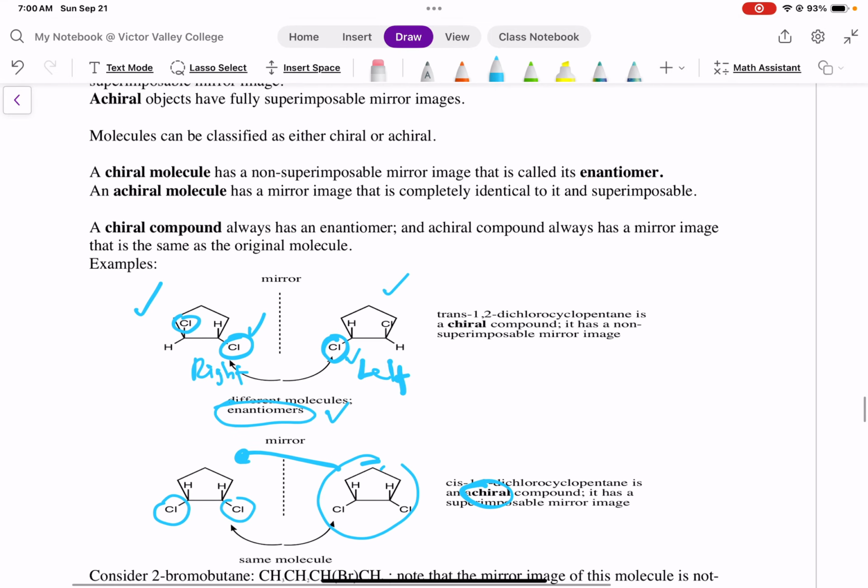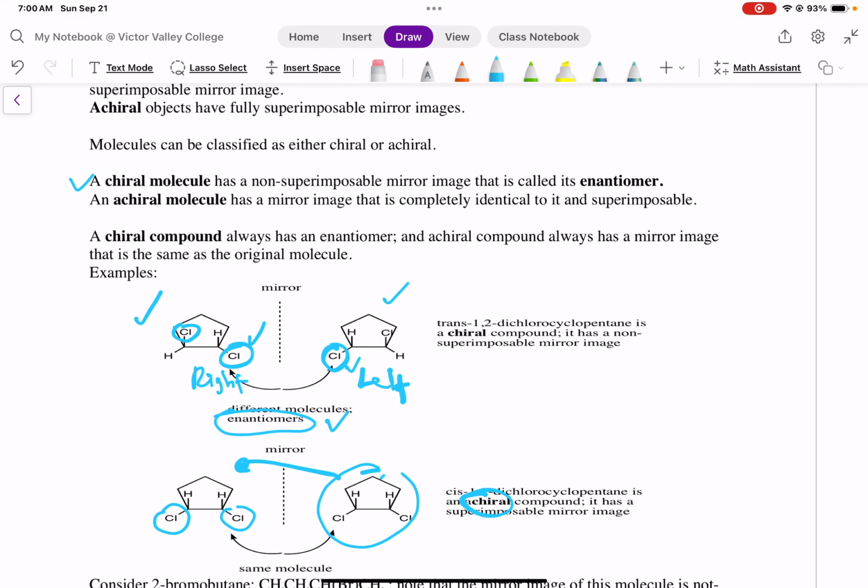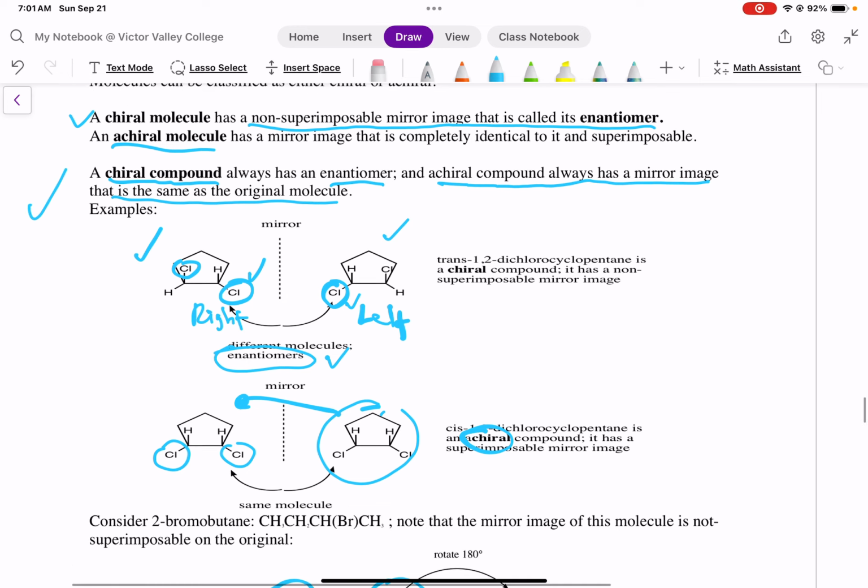So a chiral molecule has a non-superimposable mirror image known as an enantiomer. An achiral molecule doesn't have that. It has a mirror image, but it's the same one. That's identical. A chiral compound or molecule always has an enantiomer. An achiral compound always has a mirror image that's the same as the original molecule. So those are the things you want to keep in mind when we talk about chiral compounds.